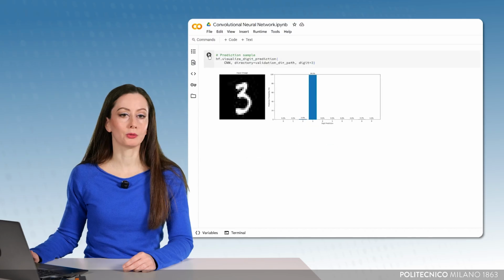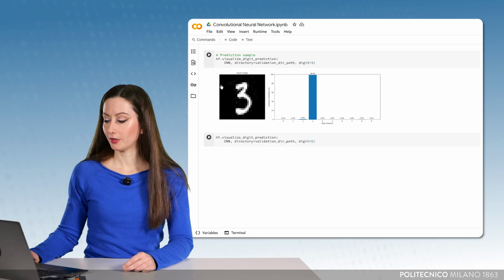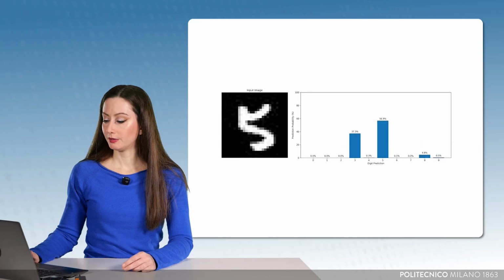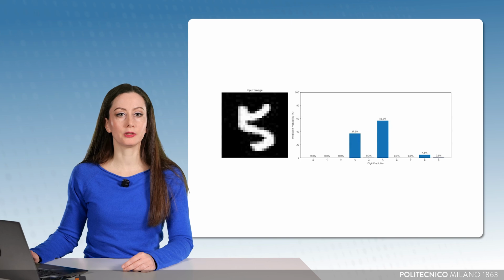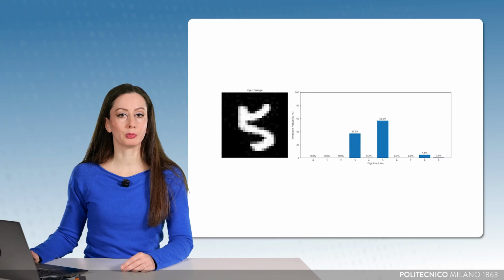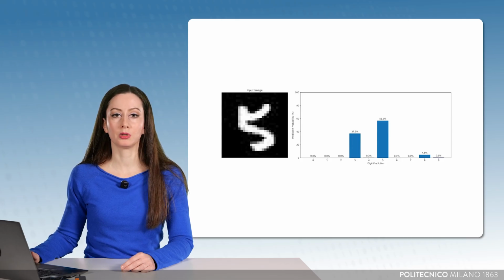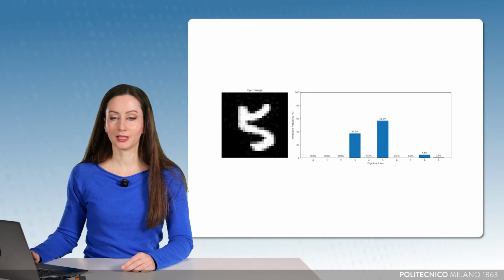So let's try another one, this time with the digit 5. For this other example, the model correctly classified the image as a 5, but only with a 57% confidence. And interestingly, it also assigned a 37% probability to the digit 3, indicating that there is some uncertainty or confusion between the two classes. And in this case, as a human, I would be confused too.